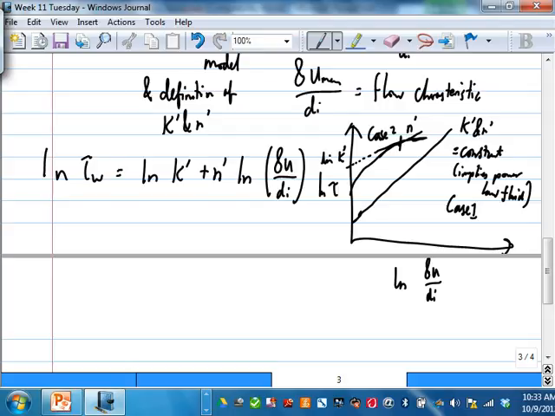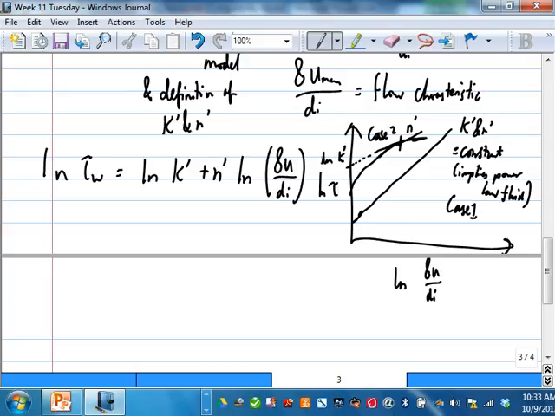So we can get this graph by plotting. In other words, we can measure K prime and N prime by plotting this graph. If it's a straight line, very easy: take the gradient, it's N prime, the intercept is K prime. But if it's not a straight line, if it's a funny curve, then at any instant, any particular flow rate, you can always work out what K prime and N prime are.